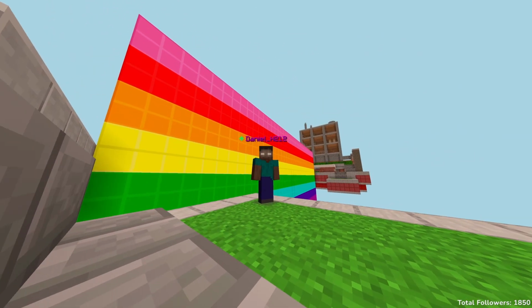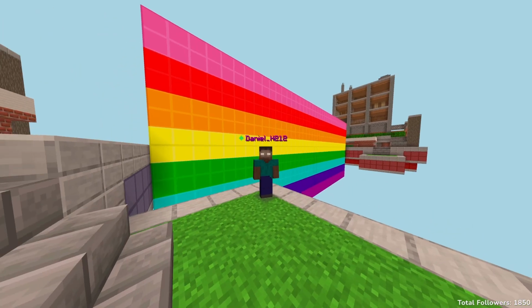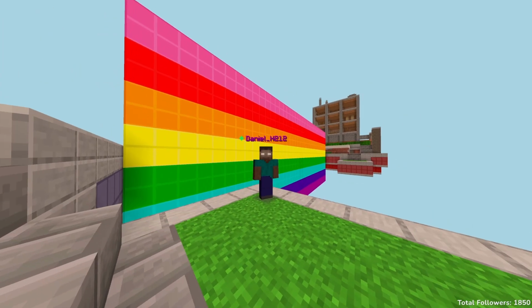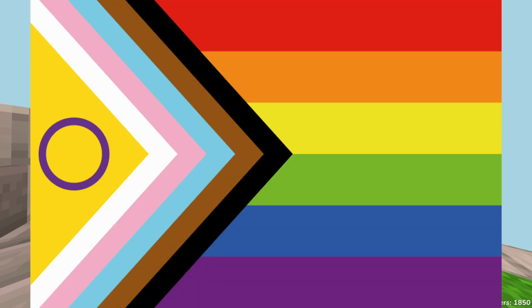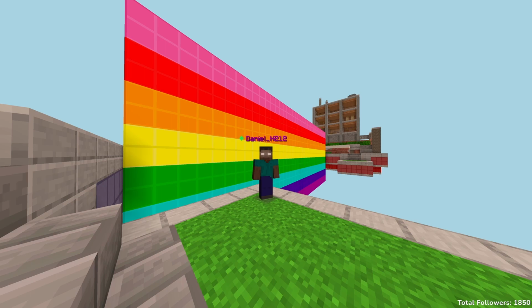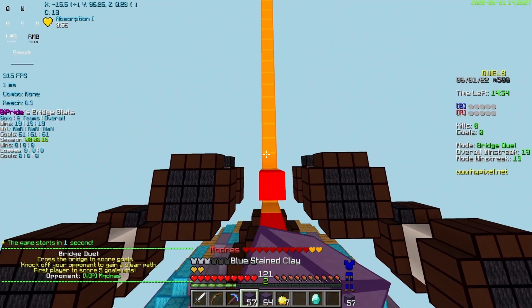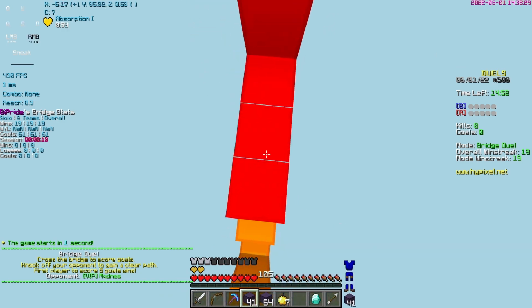Same was true for the very recent 2021 design that further adds the intersex flag on the left side as well. But yeah, that's basically all the major pride flags that we have up until this point. Anyway, that concludes the rant and brief history lesson.